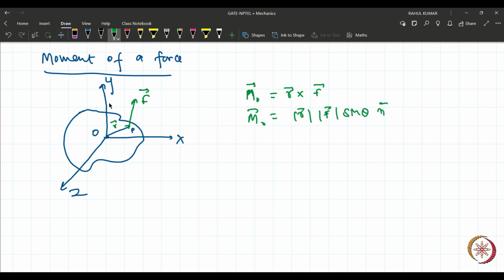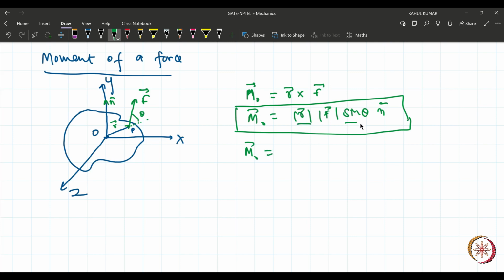What is n cap? n cap is nothing but the direction of the normal vector, which is perpendicular to the plane of r and F. And theta is the angle between r and F. So this is the definition of moment. Now you can also separate r sin theta, F, and n cap.